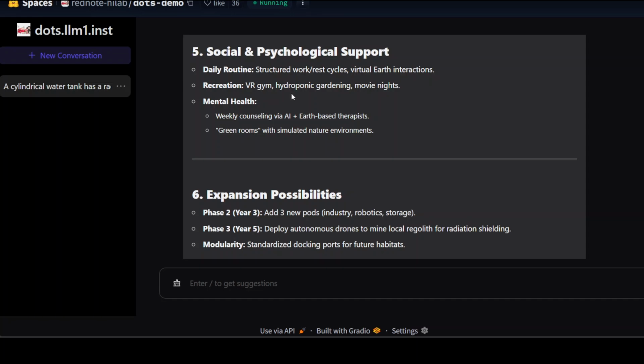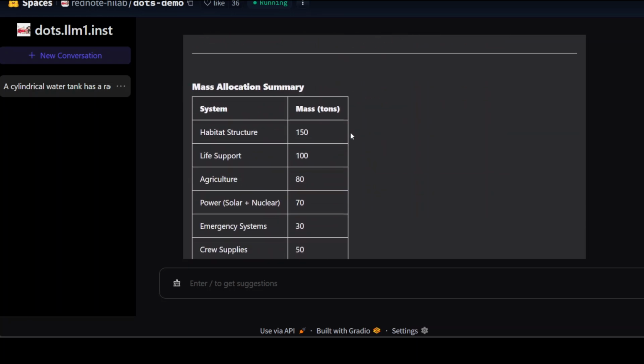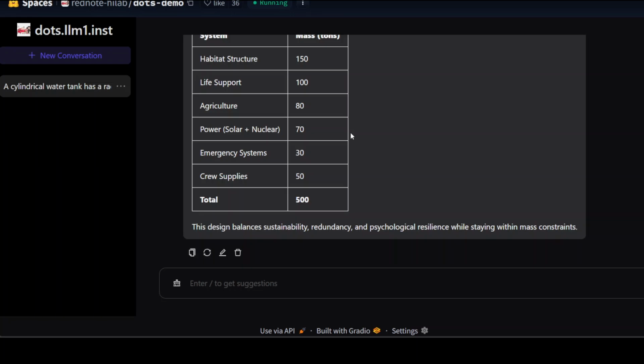So look at this hydroponic gardening. Maybe I could do that with my neighbor. Movie nights, that's a good one. Mental health, you know, AI plus an Earth-based therapist, this is a good one. Green rooms. So look, I'm very, very impressed by this model. Really good stuff. Okay, let's check out another prompt.